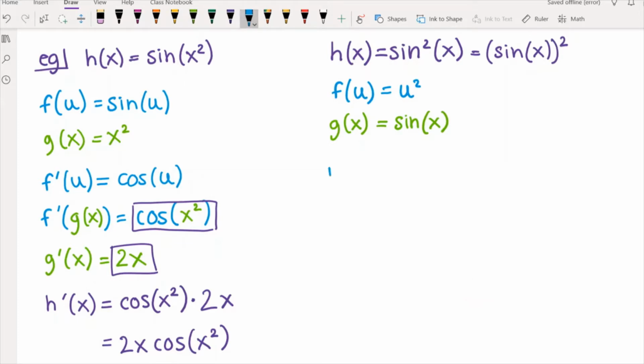Okay, so again, we want to take the derivative of the outside function. So what's the derivative of u squared? Well, it's just 2 times u. But then we want to go and put our original input back in. I think this is the part of this one that makes it maybe a little bit confusing. So what are we going to do? Instead of putting a u here, we're going to put back in our original g of x. And what was g of x? It was sine of x.